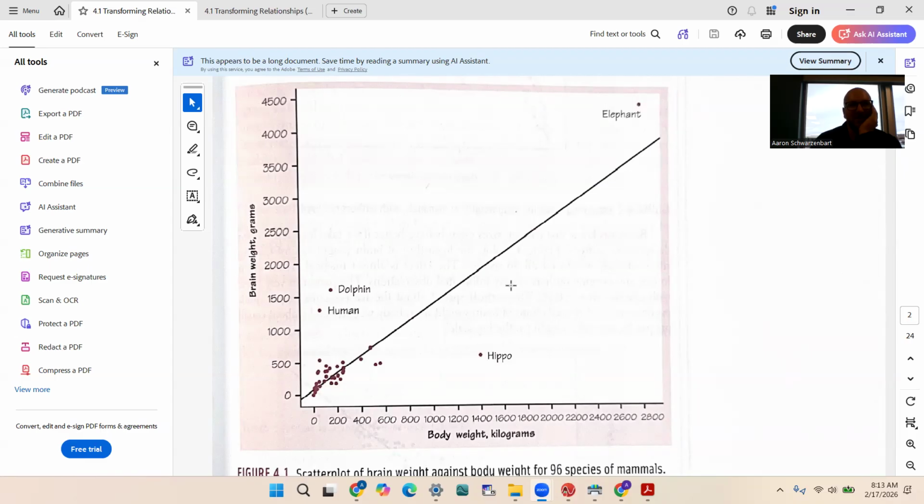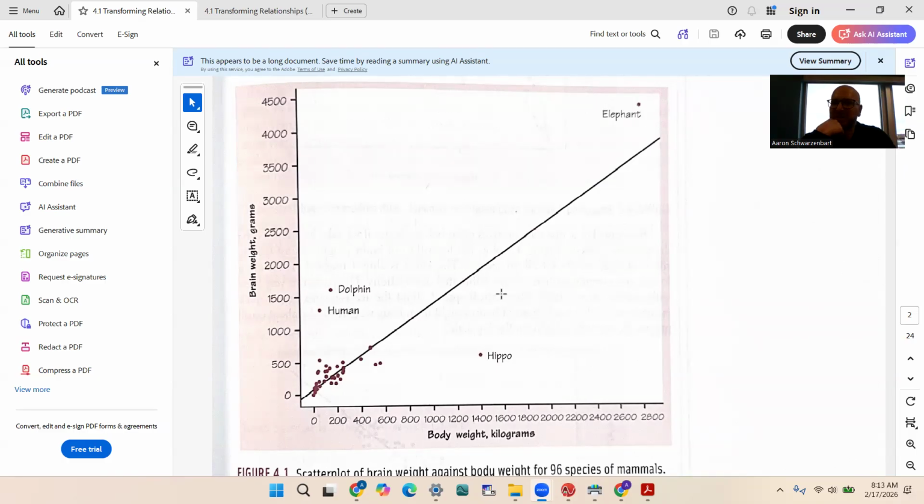No special name for it. Special name for this type of outlier. Influential observation. The outliers in the x direction are called influential observations because they pull the line towards them.